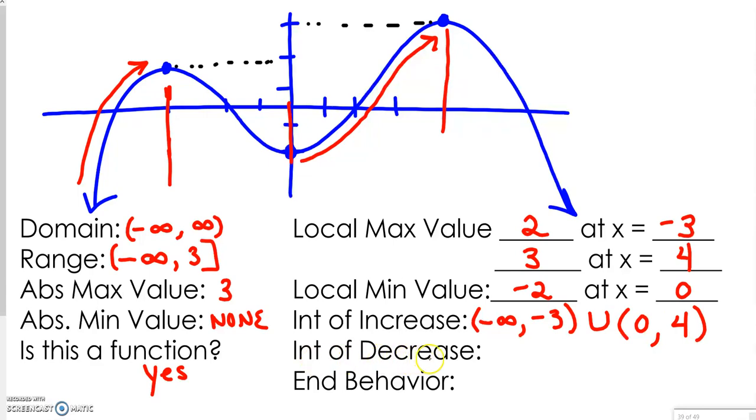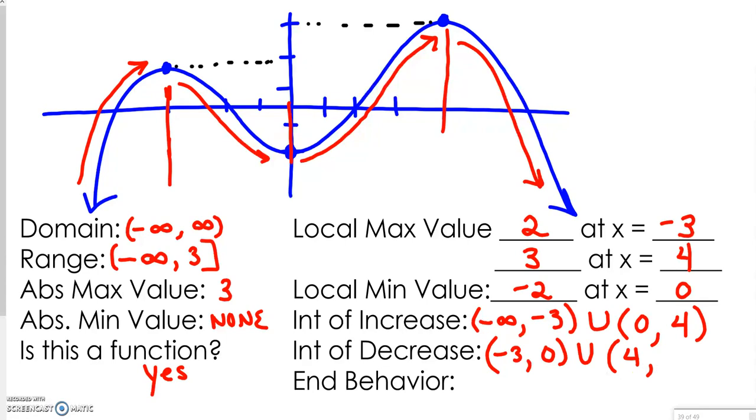Now we're going to do our interval of decrease. So I'm decreasing now. So I'm going here. And I'm also decreasing here. So where am I decreasing in between? Well, when x is -3, I start decreasing until where x equals 0. And then I'm also decreasing from when x is at 4 until, well, I don't see the stop to the x, so it's at infinity.